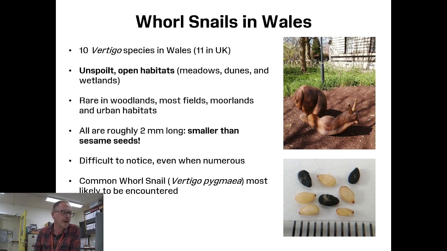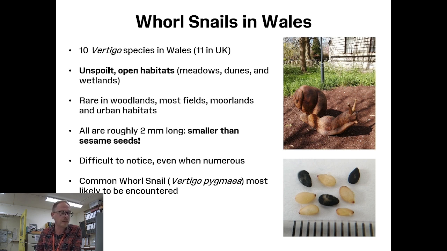And it's in a reasonably appropriate habitat because it's in an open space, a grassland, and that's where you find vertigo, in meadows, dunes or wetlands, especially when they're relatively unspoilt and undisturbed. They're quite rare in woodlands, most types of fields, arable or pastures, in moorlands, and in urban habitats.